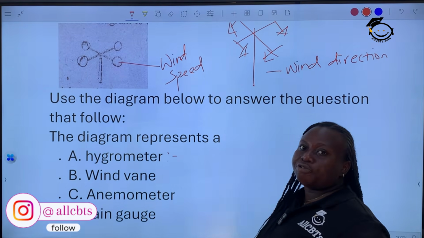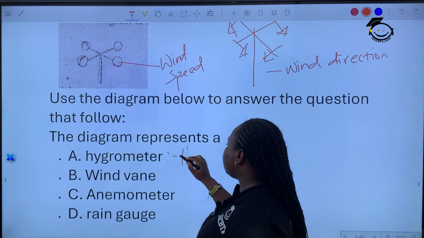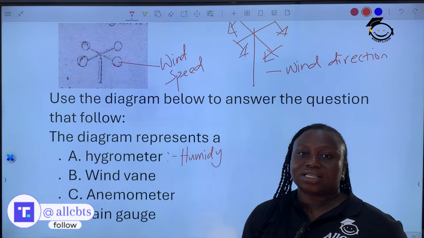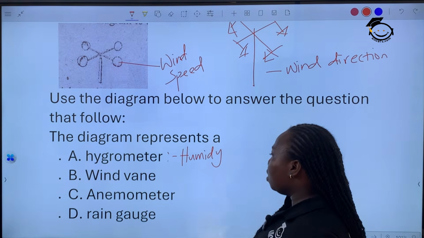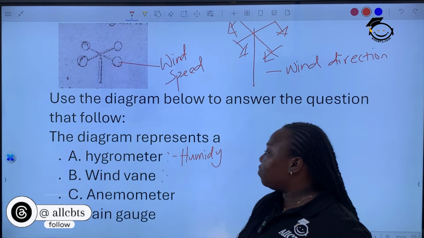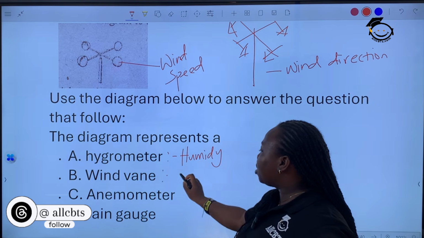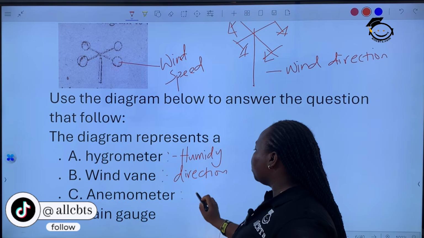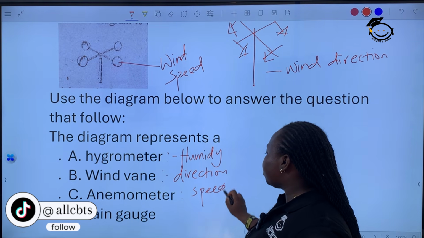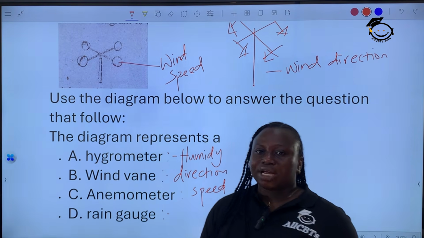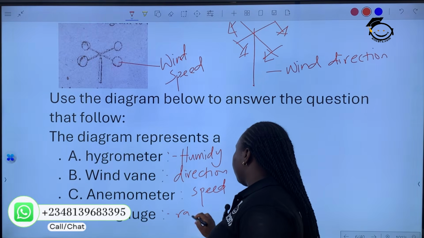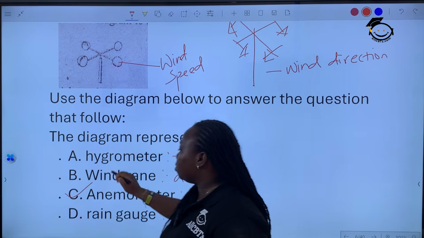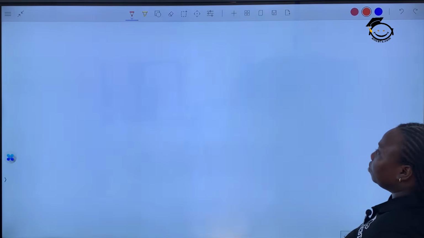Hygrometer is for measuring relative humidity. And what is relative humidity? That is the water vapor that is in the air. Now, the wind vane, we have talked about it, is the direction of the wind. The anemometer is the speed of the wind, and the rain gauge is the amount of rainfall. So our answer here is option C, the anemometer.